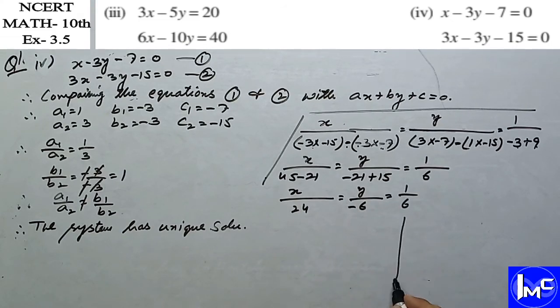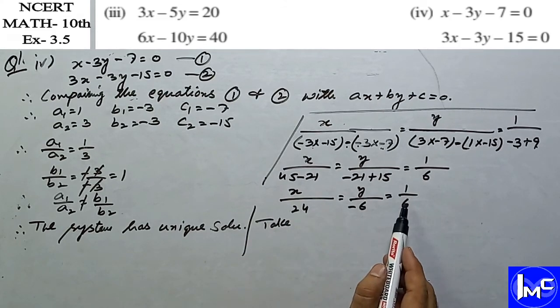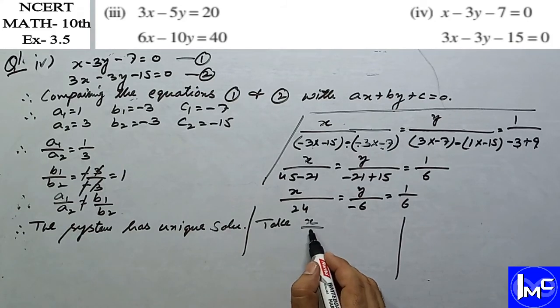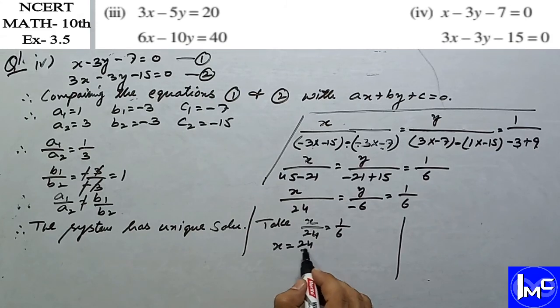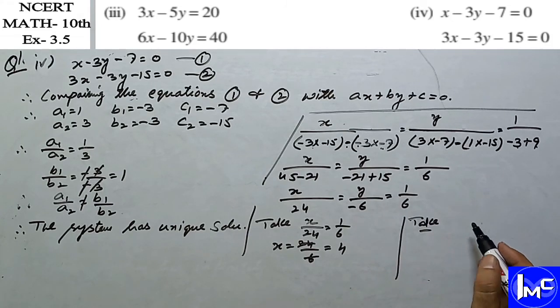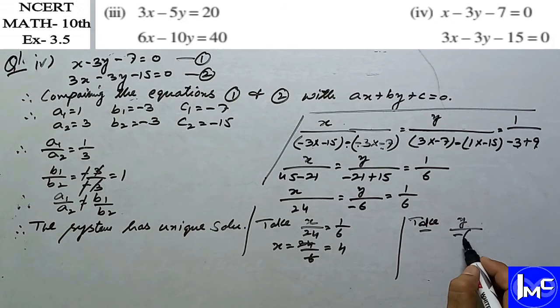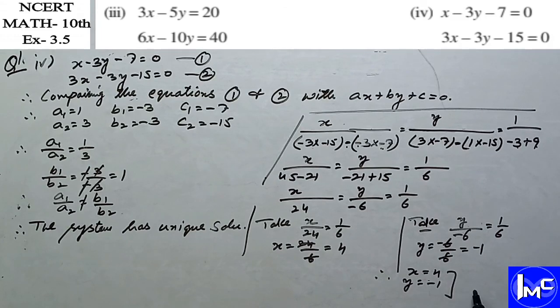Again we will take first and third relation. x over 24 is equal to 1 by 6, and so x is equal to 24 by 6 will be 4, and if we take second and third, that will be y over minus 6 is equal to 1 over 6 and y is equal to minus 6 over 6, and it will be minus 1, and therefore our answer is x is equal to 4 and y is equal to minus 1.